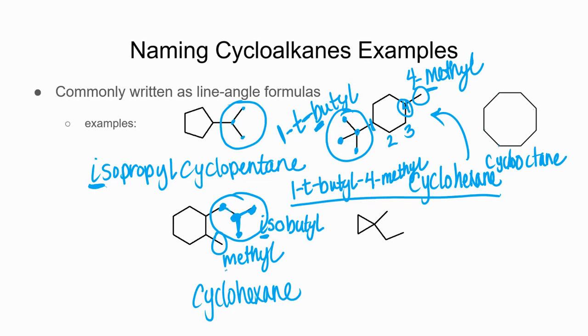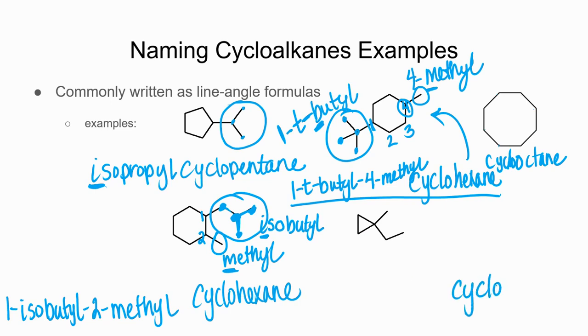So we've got an iso and a methyl. So iso is going to come first. So we've got 1 dash iso with no dash butyl and 2 dash methyl cyclohexane. Here is our unstable cyclopropane.